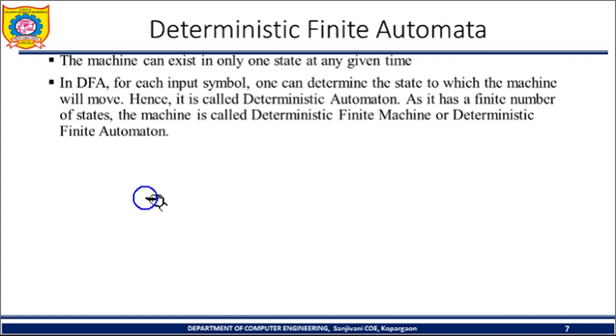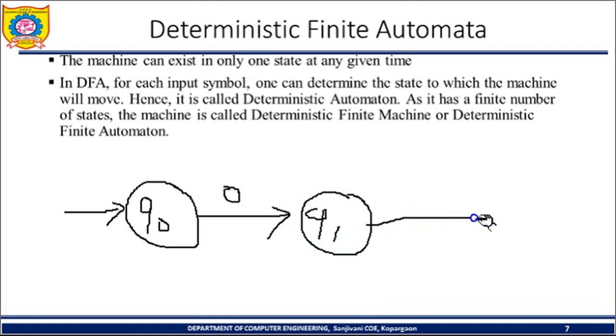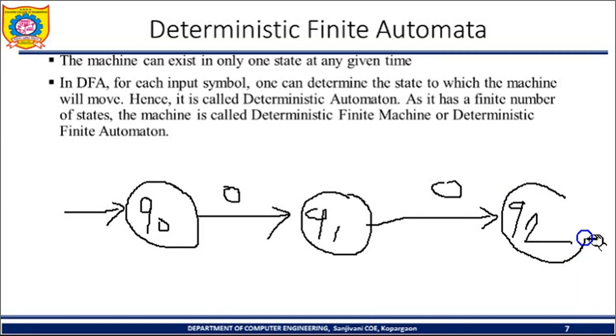So, let us consider one example. In this diagram, Q0 is the state shown in a single circle. This Q0 is the initial state, so we show an arrow. After accepting 0 as input, we will be in the Q1 state. It is an intermediate or middle state. From Q1, after accepting 0 as input, it will be in the Q2 state. Let us consider Q2 a final state. As Q2 is a final state, we show it using a double circle.